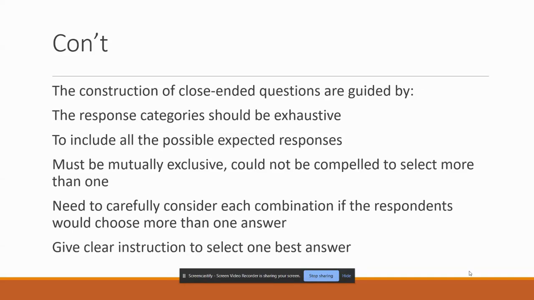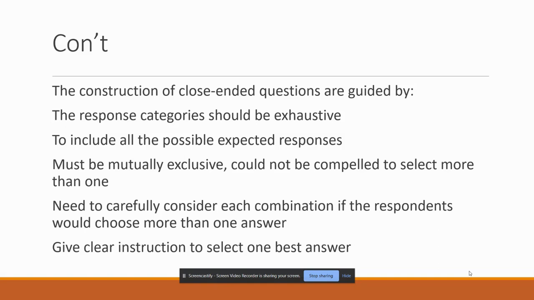And in constructing a closed-ended question, it is also guided by two principles. First, the response categories should be exhaustive, which means they need to include all the possible expected responses, and they must be mutually exclusive. So the respondent could not select more than one; they choose only one option or answer.